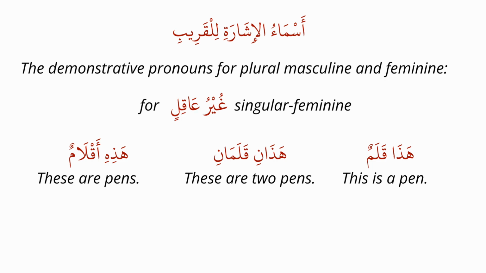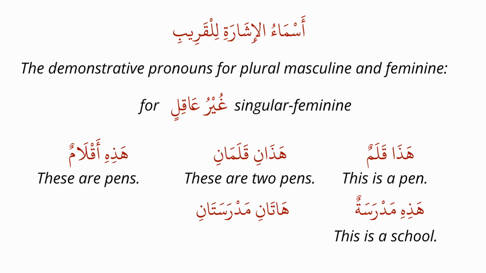Let's take another example of غير عاقل noun, مدرسة, meaning a school. This noun is feminine indicated by ta marbuta at the end of it. So we say هذه مدرسة, this is a school. هاتان مدرستان, these are two schools.